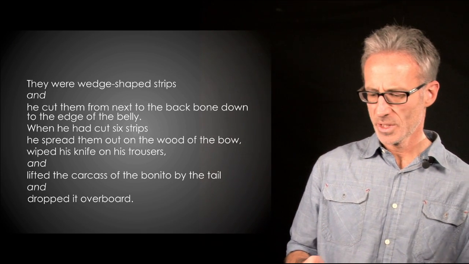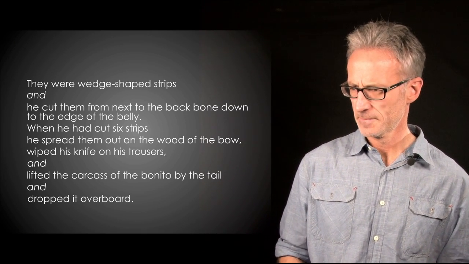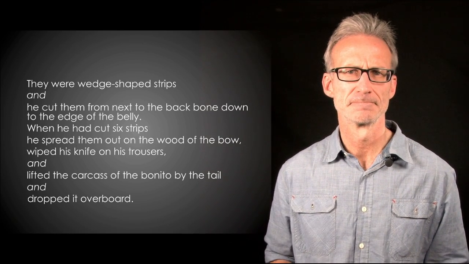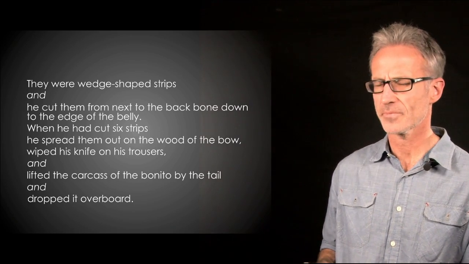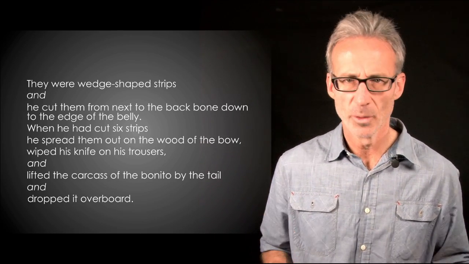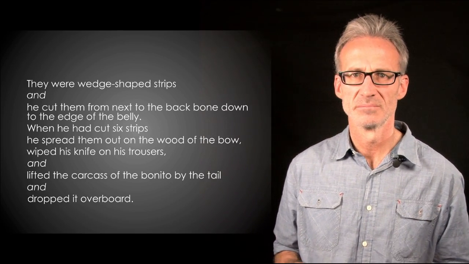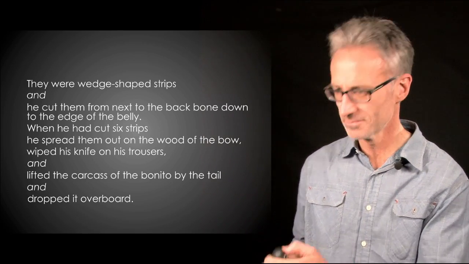That bit there is what I want you to show in your analysis. The clauses on separate lines. Okay? So they were wedge-shaped strips, and he cut them from next to the back, down, etc., etc., etc.